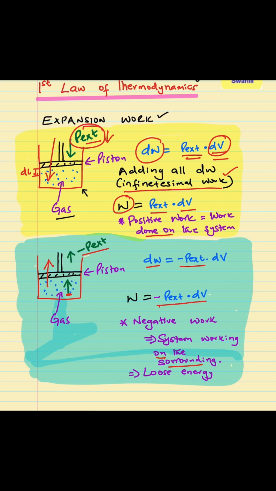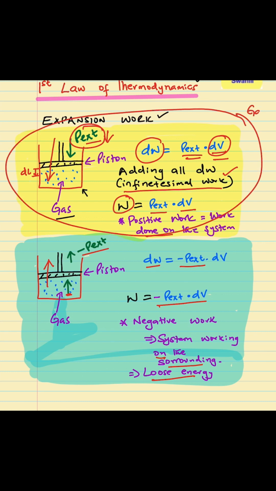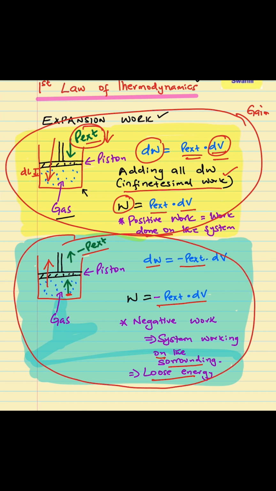Negative work means the system is working on the surrounding, and therefore the total amount of energy in the system decreases, because the system is losing energy by doing work. So the system is losing energy. In the first case, the system is gaining energy. So here you have gain, because the system is being worked on by the surrounding. But in the second case here, the system is losing energy. So the amount of work equals negative, and in the first case, work equals positive.